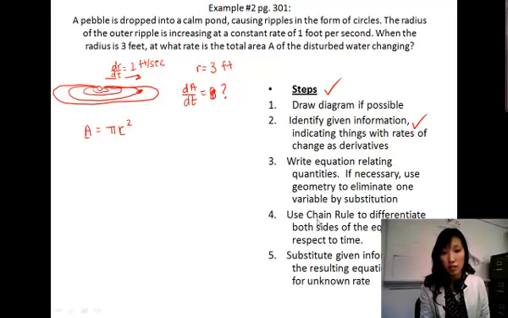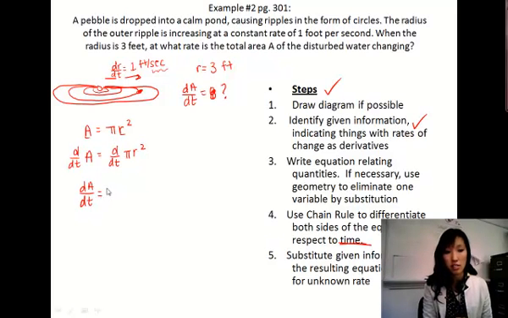Then we use the chain rule to differentiate both sides of the equation with respect to time. Normally we have been differentiating with respect to x. Now I'm going to go with respect to t, because I want the derivative to be with respect to time. So let's go ahead and differentiate. d/dt of the area, the rate of change with respect to time of the area, equals d/dt of pi r squared. So dA/dt is equal to, I'm going to pull out my pi.